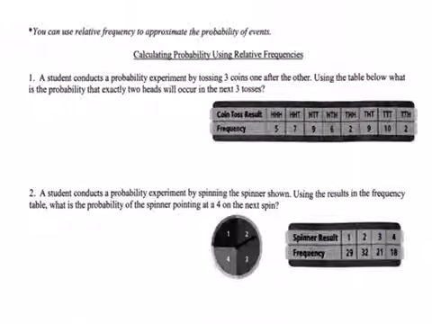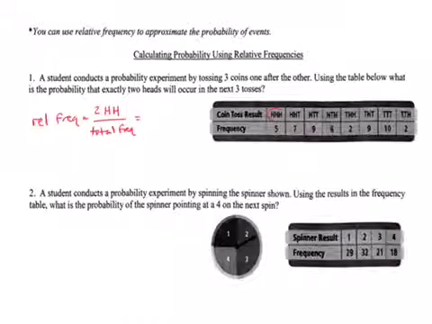You can use relative frequency to approximate the probability of events. Here a student conducts a probability experiment by tossing 3 coins one after another. Using the table below, what is the probability that exactly 2 heads will occur in the next 3 tosses? For our relative frequency, we're looking for the probability of 2 heads over the total frequency. So we have to look at all the occurrences where 2 heads came up.